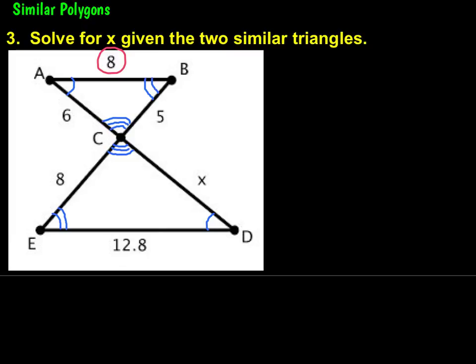Well, it's in between the two angles 1 and 2, so it would have to go with 12.8.